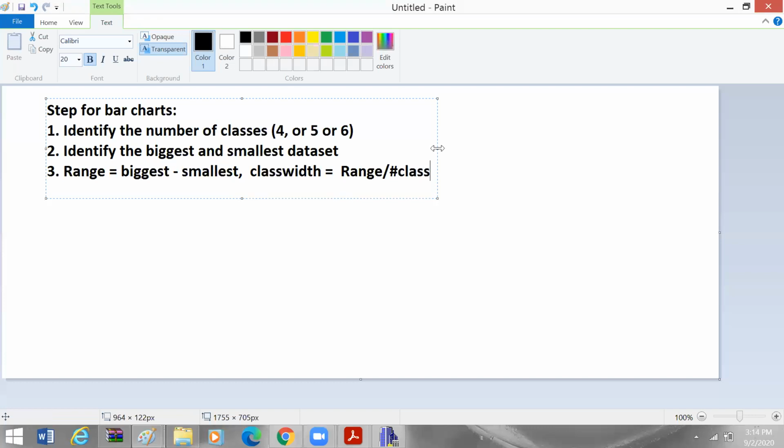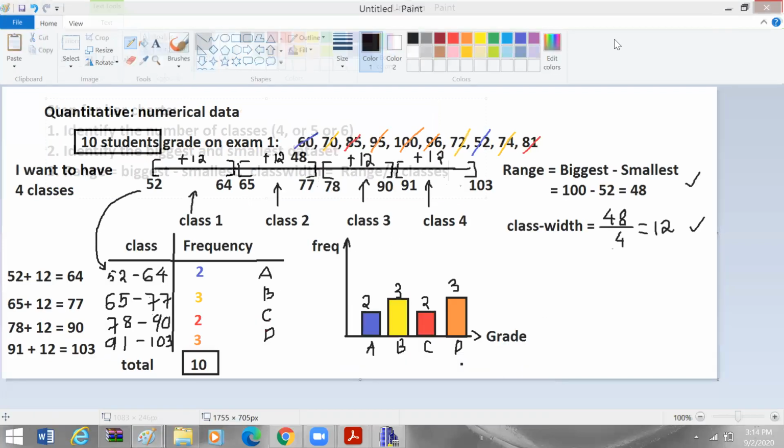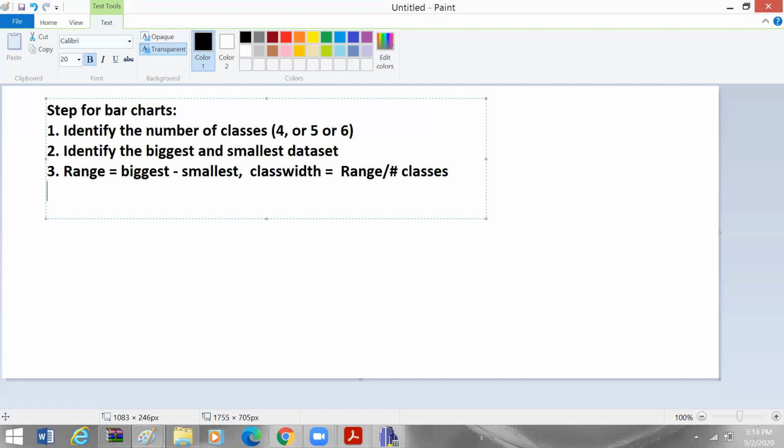So let's say the question asks us to do 4 classes, then we divide by 4. 5 classes, then we divide by 5. But in all these examples, we always divide by 4. After we compute the class width, we're going to set up a table, the frequency table. Then we start with the smallest value, which goes in your first class.